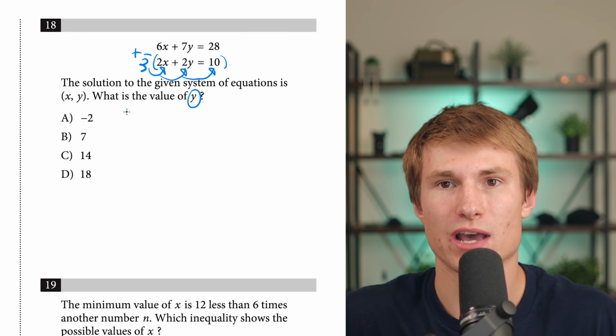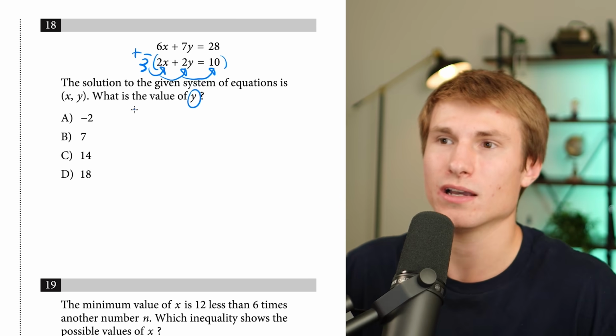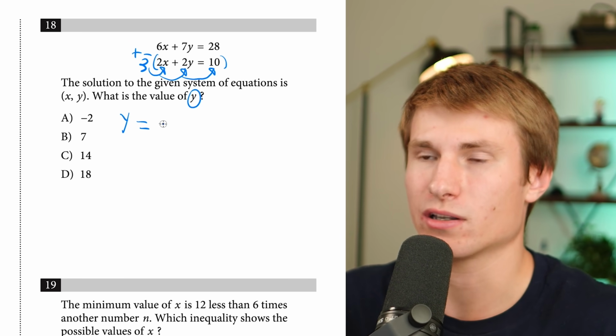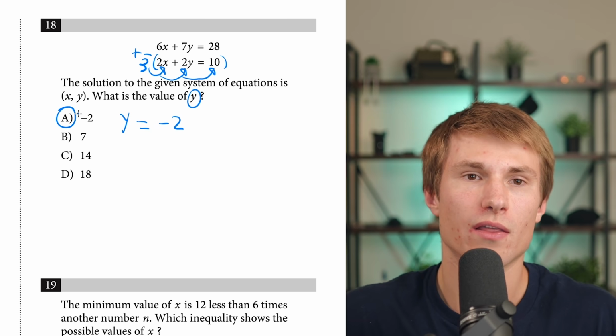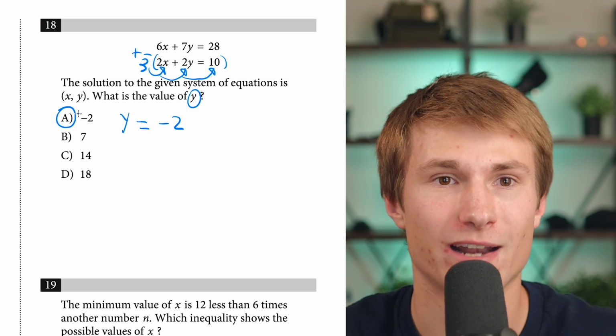So let's go ahead and do that. We're going to end up with 6x minus 6x. X's are gone. 7y minus 6y, which means that we have 1y left, and then we have 28 minus 30, which leaves us with -2, and our value of y is -2, and our answer there is A. So there's some advice on how you can deal with stacked equations on the SAT and work them to your advantage to be more efficient.